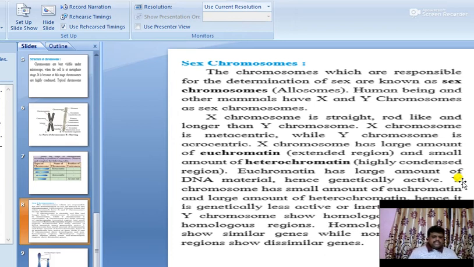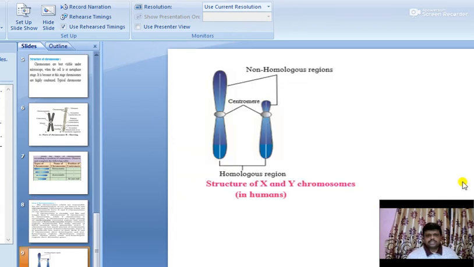Both X and Y chromosomes have a homologous region. Let us see one more slide, that is the X and the Y chromosome. This is the X chromosome, which is metacentric, and this chromosome is acrocentric. But these two chromosomes show a homologous region. So this one and this one, these are the two homologous regions of the X and the Y chromosomes. While these two regions above the centromere are called non-homologous regions, the regions below the centromere of these two chromosomes are known as the homologous region.